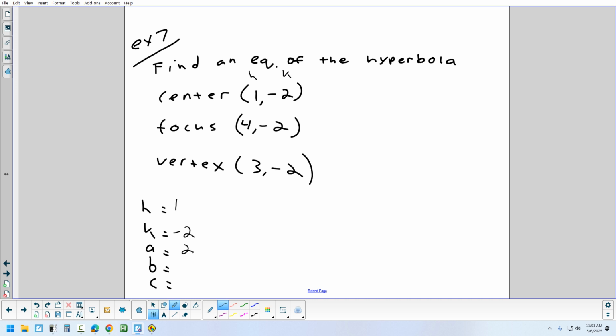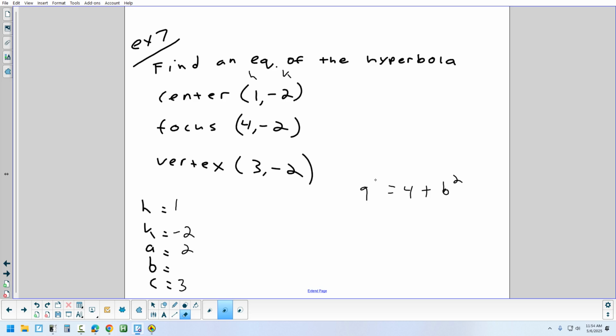And C is the distance between the center and the focus. How far apart is the center and the focus? Yep, 3 units. Unfortunately, you do need B. You can't write the equation without B. So C squared equals A squared plus B squared.